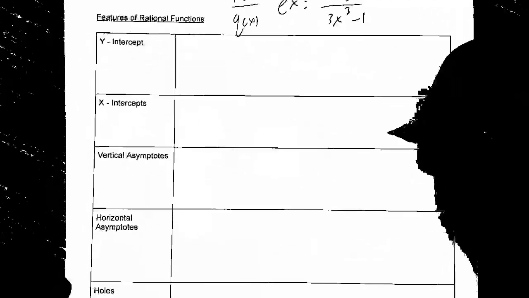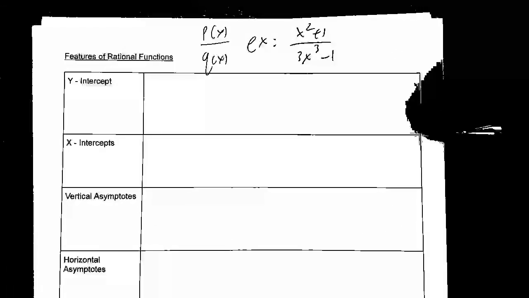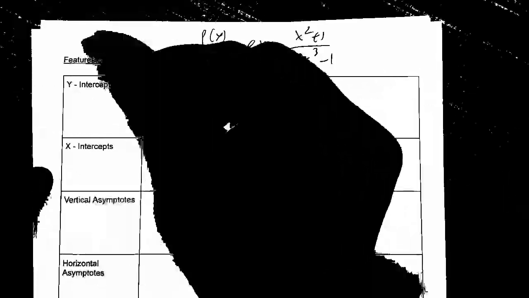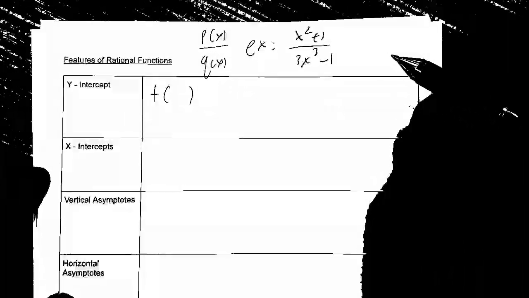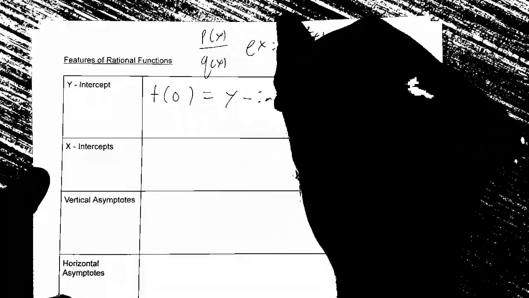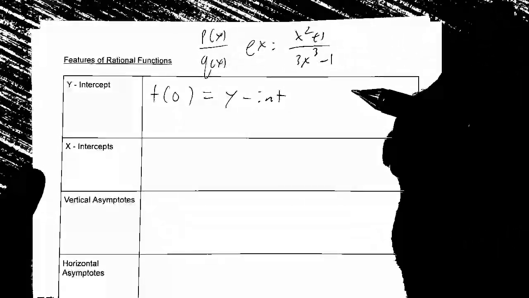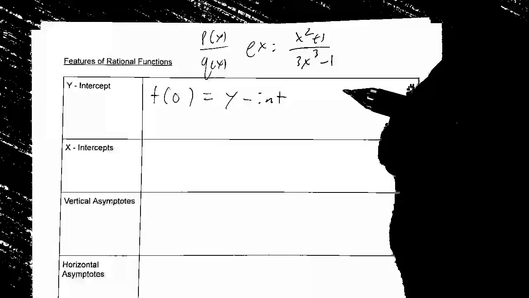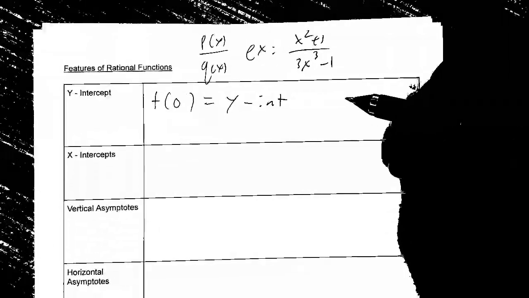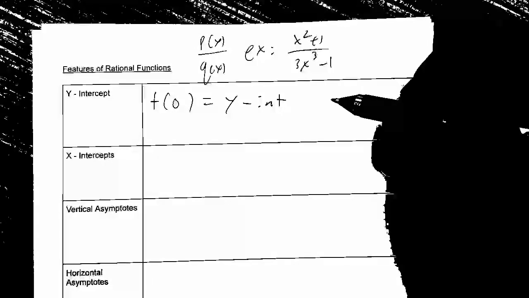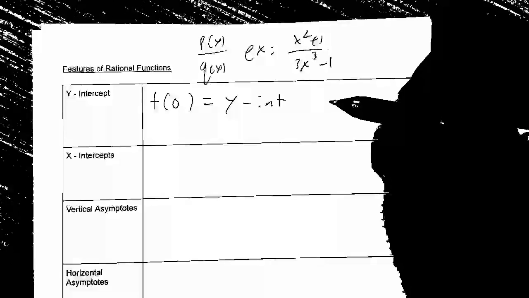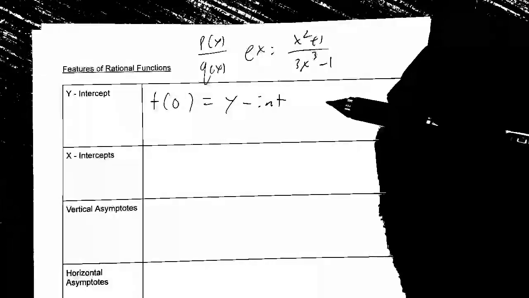There are features of a rational function that help us graph it and understand how the function looks. The first is the y-intercept. Y-intercept's easy. To get the y-intercept, you just plug in a 0. That's it. Plug in a 0, you get the y-intercept. Most of them don't have it, right? Sometimes they don't have it if they have a vertical asymptote there. But if you can plug in a 0 and you get a value, you'll get a y-intercept.